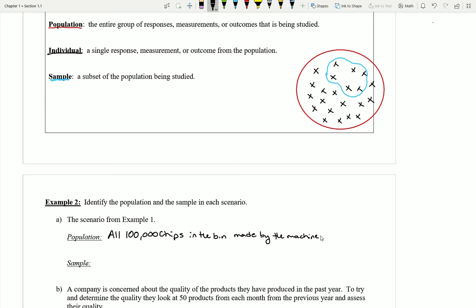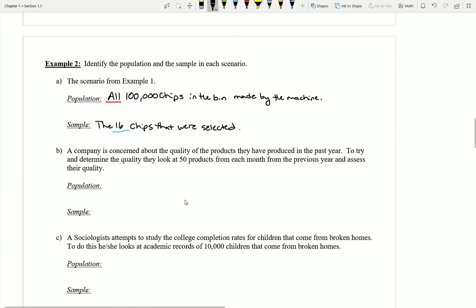Now, of course, we didn't look at all 100,000 chips to make that determination because that would have been way too much work. So instead, we took a little sample. We took a handful of individual chips and we created a sample out of it. So, do you remember how big the sample was? Well, if you went back and looked at it, the sample was the 16 chips that were selected, right? So I can see here that in the population, all is a really important buzzword, all of the chips in the bin. But when I get down to the sample, I'm just talking about some of the chips, right? Not all, just some. Let's take a look at some of these other questions here and see if maybe you can come up with some ideas.